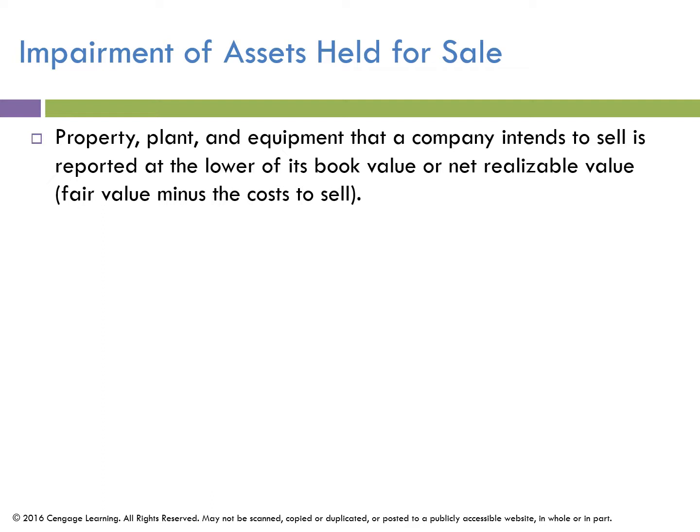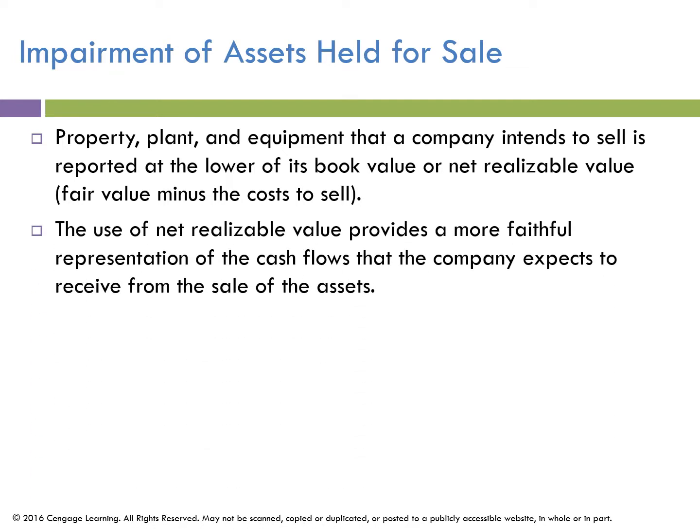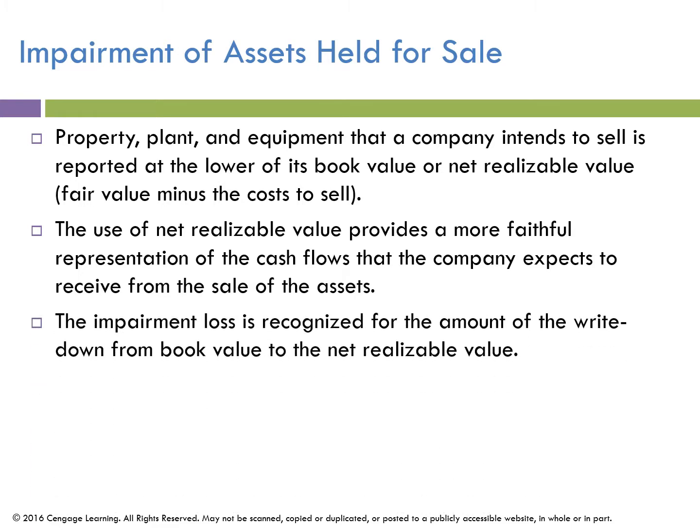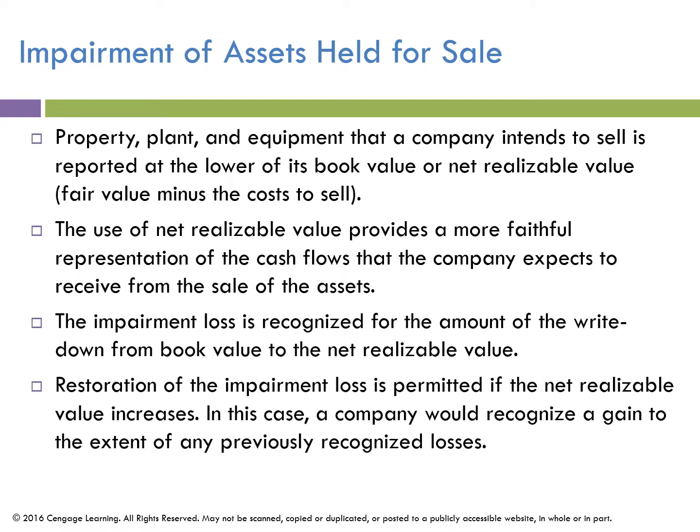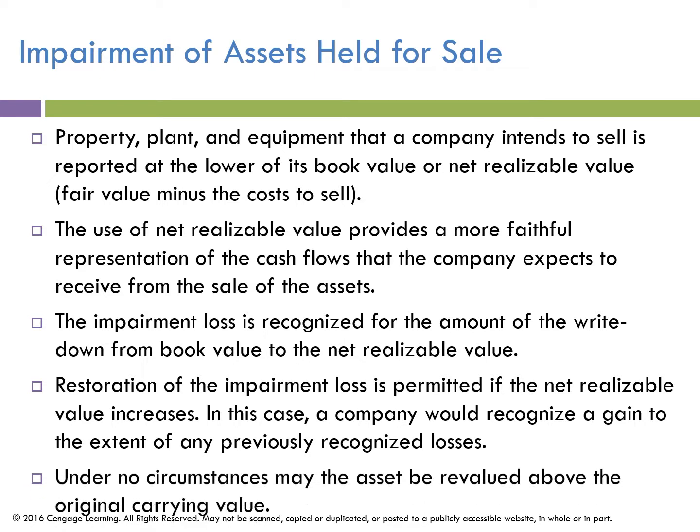When you're going to sell an asset and have an impairment on it, it's reported at the lower of its book value or fair value minus any costs to sell it. Okay, and so that's the difference between that and what we just did. If there's a restoration of impairment loss, it's permitted if the net realizable value increases when you're selling an asset. In this case, a company would recognize a gain to the extent of previously recognized losses. However, it can never be revalued above its original carrying value. So you can't make it worth more than it actually was.